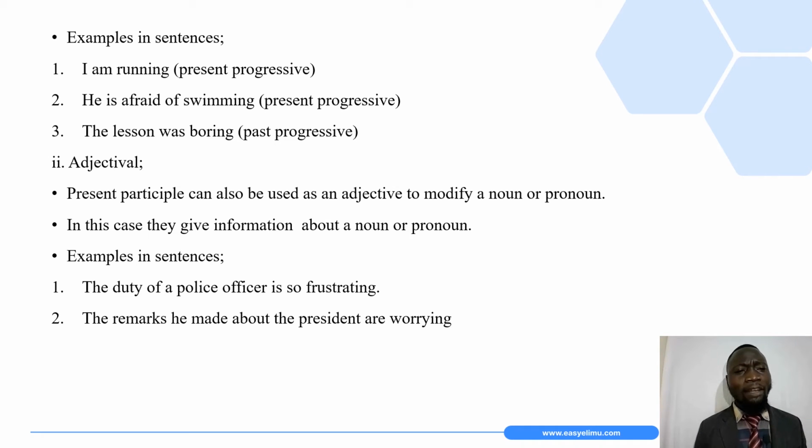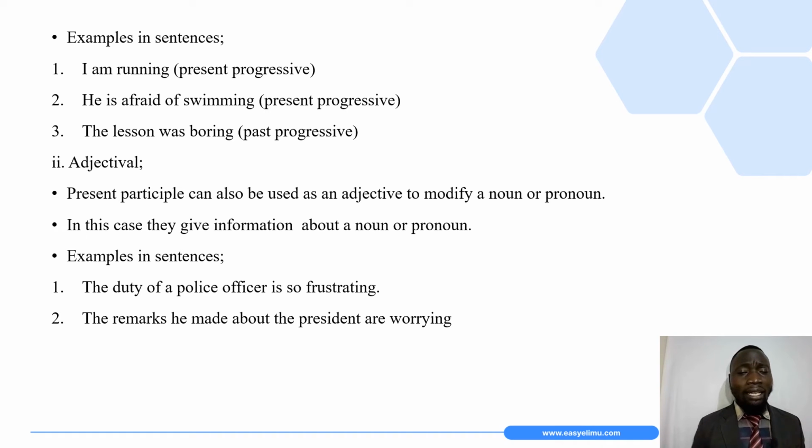So another example that we have here is that he is afraid of swimming. Again, this is also in the present progressive. Then there is also the last one that talks about an action that was done in the past but was continuing, meaning that by the time it was happening, it had not been completed. So the lesson was boring. This talks about a lesson that probably took place in the past, but when it was going on, it was actually boring.